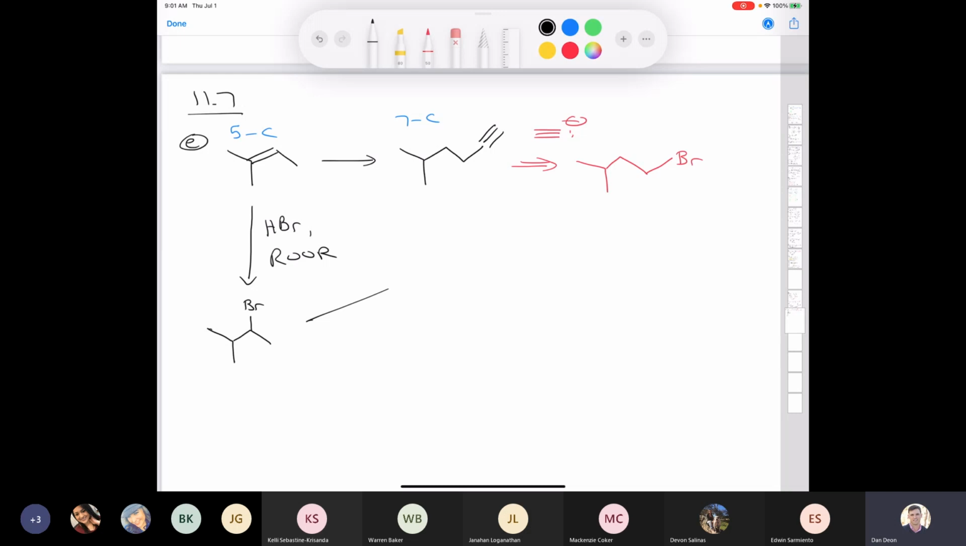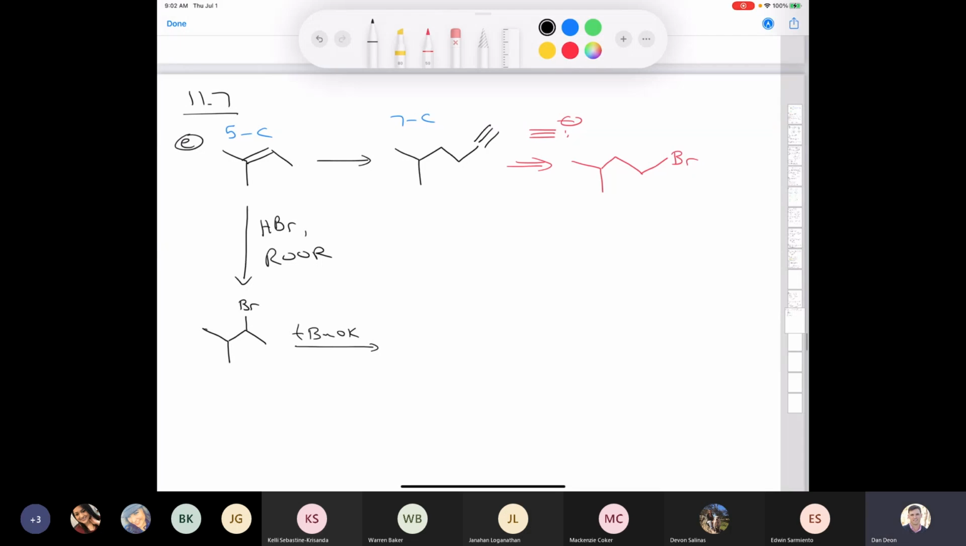Then in order to get to this compound, we'd have to think, well, we would need to have this, and then we'd have to do another anti-Markovnikov addition, wouldn't we? So let's do that. For that, we would need to use a hindered base like potassium t-butoxide. That's going to give us the Hofmann alkene. Then we can treat that with HBr.